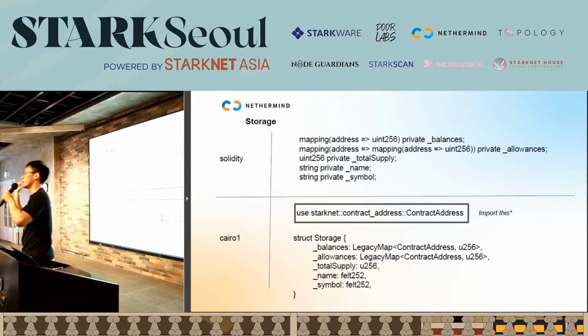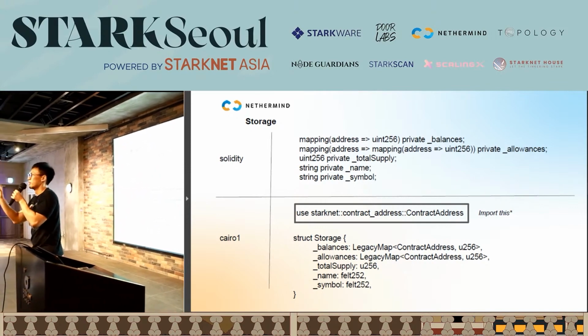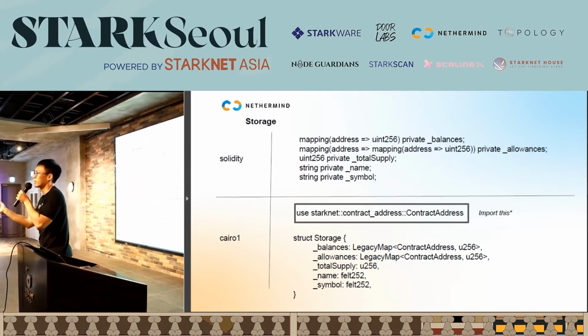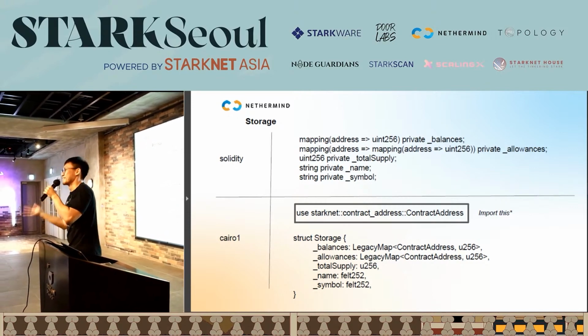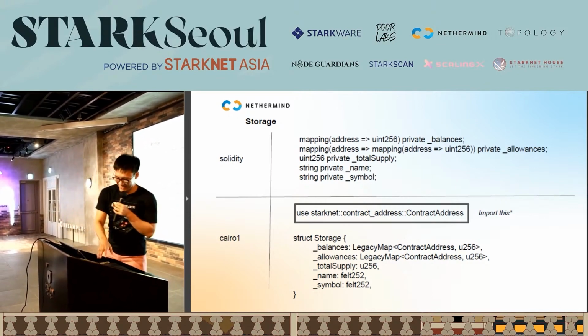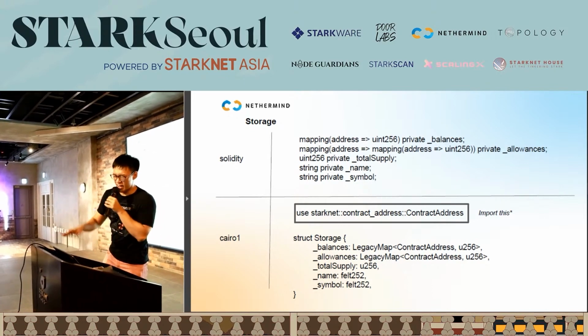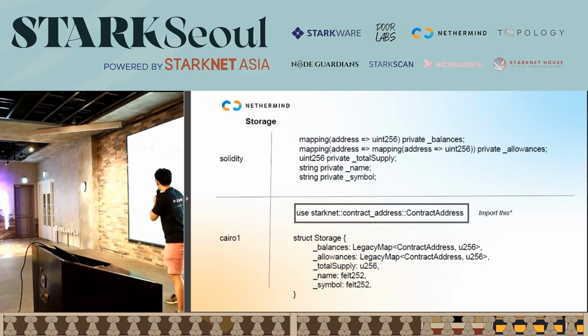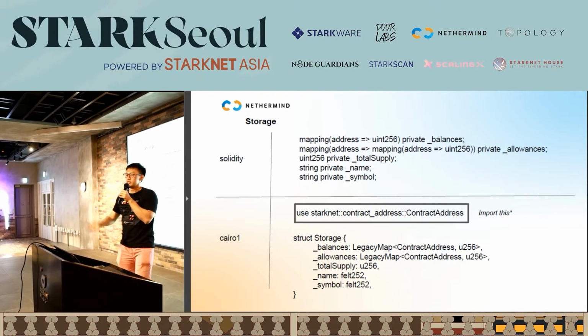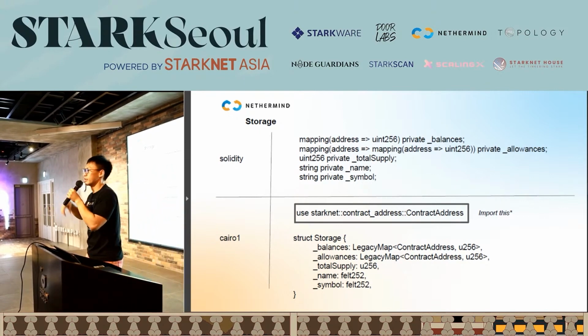You just have to remember in your head that instead of writing mapping, you write LegacyMap and a tuple that has the key-value mapping. If you forget, you can refer to this, and then you can write storage in Cairo. Oh, I need to mention that instead of string, it is now felt252. The technical details you can ask about later in the Q&A session. But just keep in mind that there's no concept of strings in the world of Cairo 1.